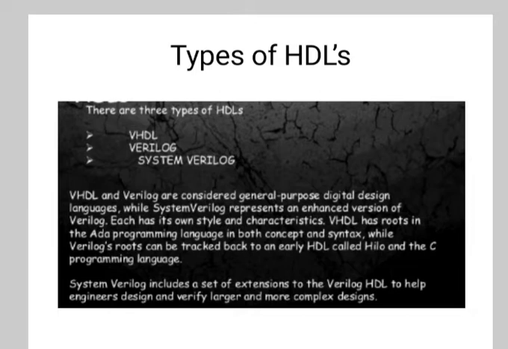So, types of HDL. Basically there are three types of HDL: VHDL, Verilog and SystemVerilog. VHDL and Verilog are considered general purpose digital design languages, while SystemVerilog represents an enhanced version of Verilog. Each has its own style and characteristics.